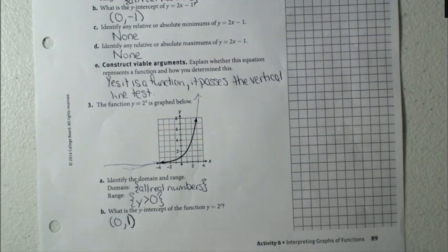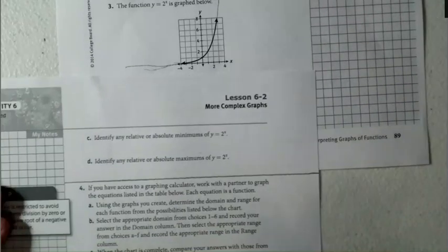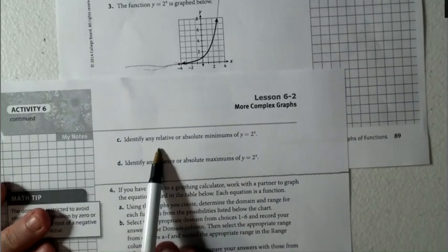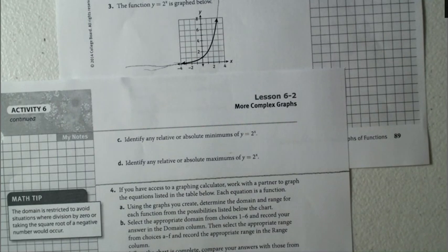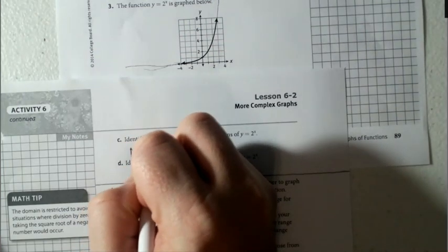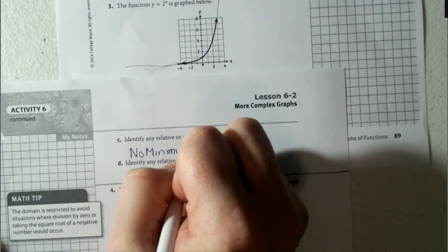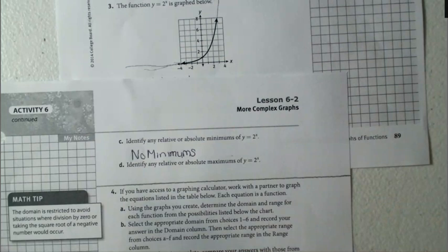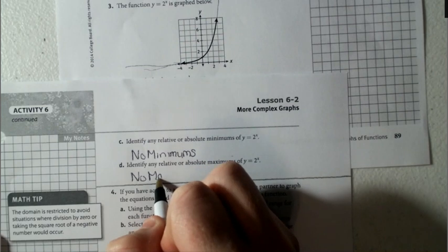Let's look at C and D to finish out this question. Still looking at this graph, identify any relative or absolute minimums. Well, it doesn't go below 0, but the problem is it doesn't actually touch 0 either. So we have no minimums. Same goes for the maximum. It never actually reaches the highest point, so no maximums.